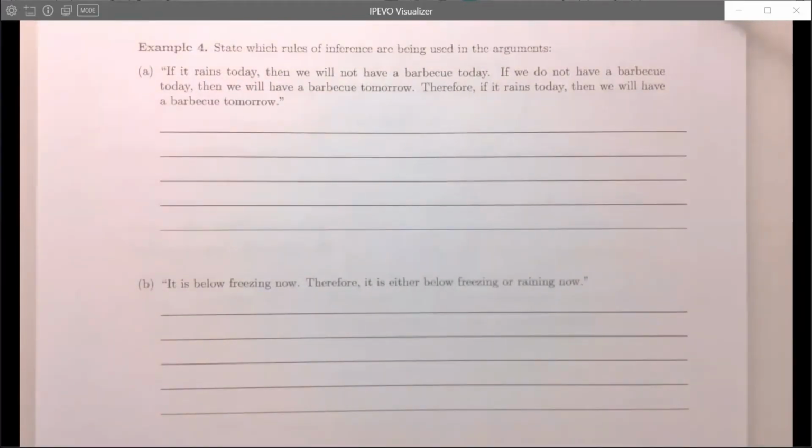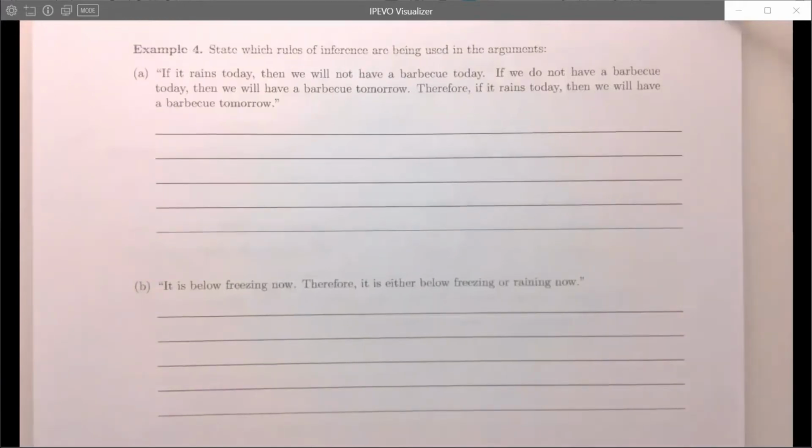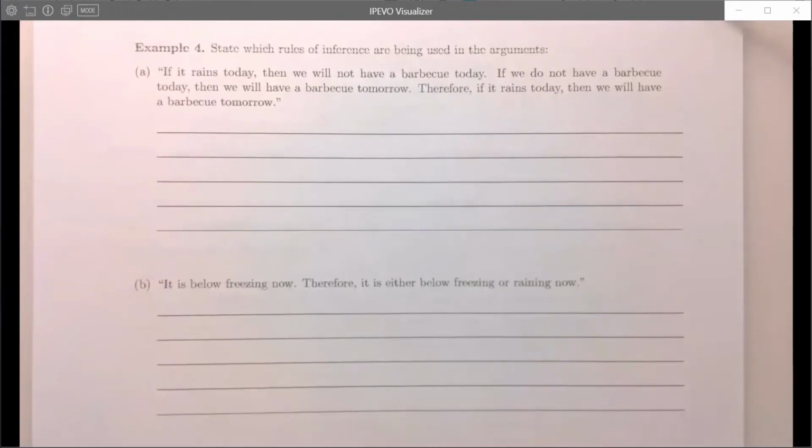Okay, let's take a look at example number 4. State which rules of inference are being used in the argument. And for part A, we have, if it rains today, then we will not have a barbecue today. If we don't have a barbecue today, then we'll have a barbecue tomorrow. Therefore, if it rains today, we'll have a barbecue tomorrow. So we're going to be writing it in argument form. That way we can compare against the rules of inference.